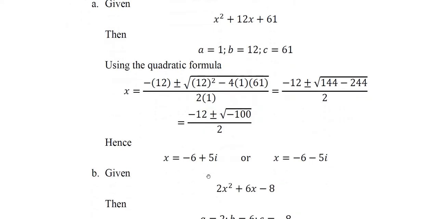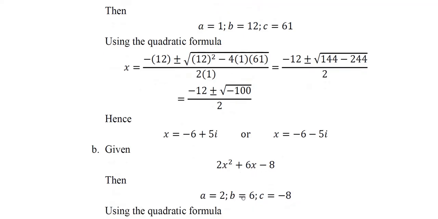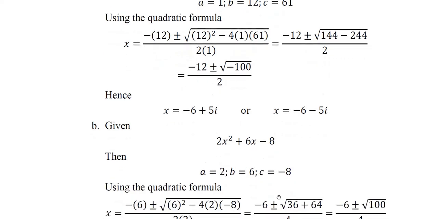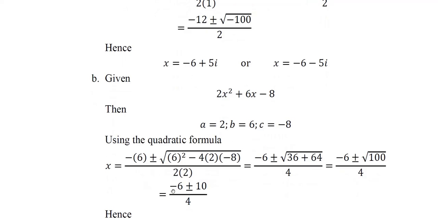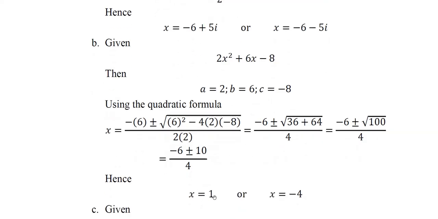2 part B. Given 2x squared plus 6x minus 8, then a is 2, b is 6, and c is negative 8. Using the quadratic formula, I get negative 6 plus or minus 10 over 4, and hence I get that x is equal to 1 or x is equal to minus 4.